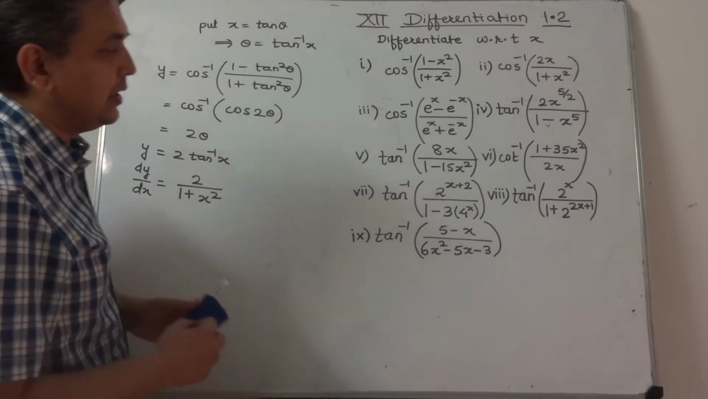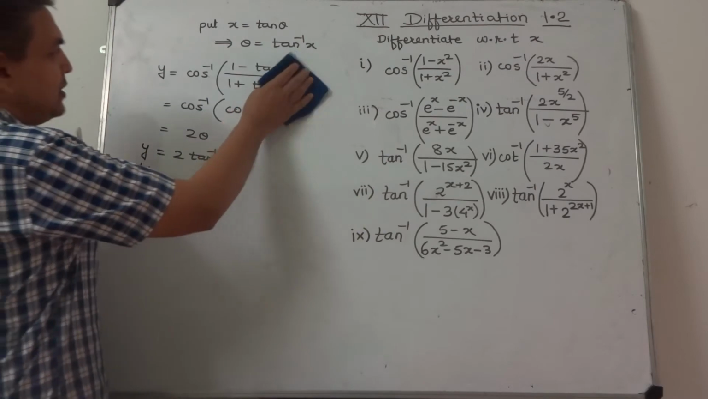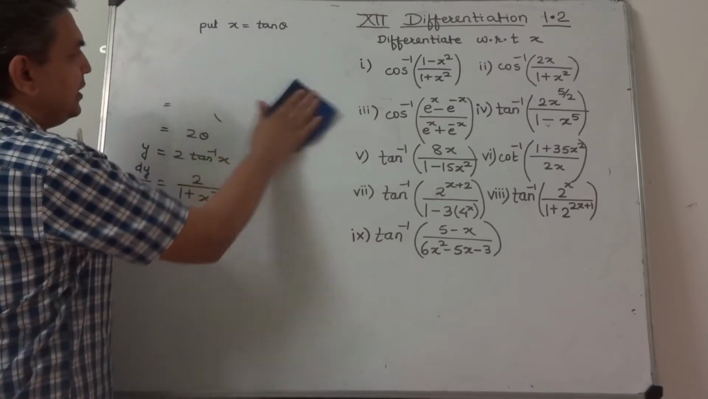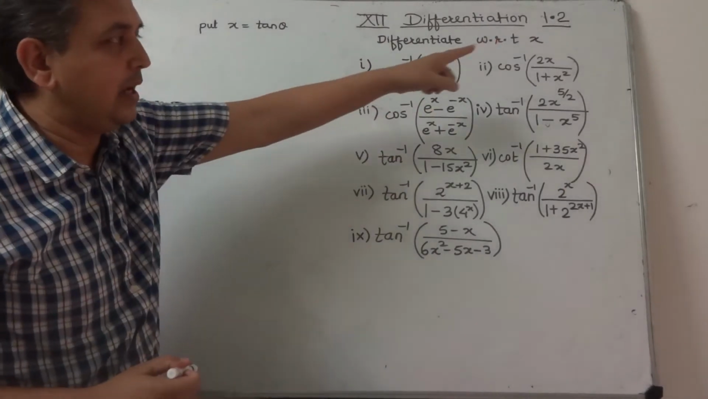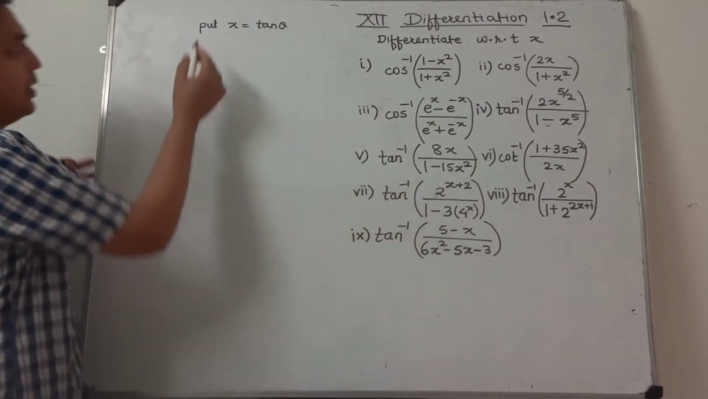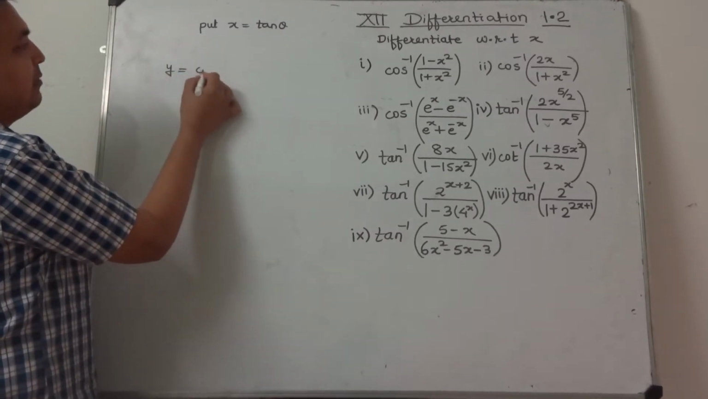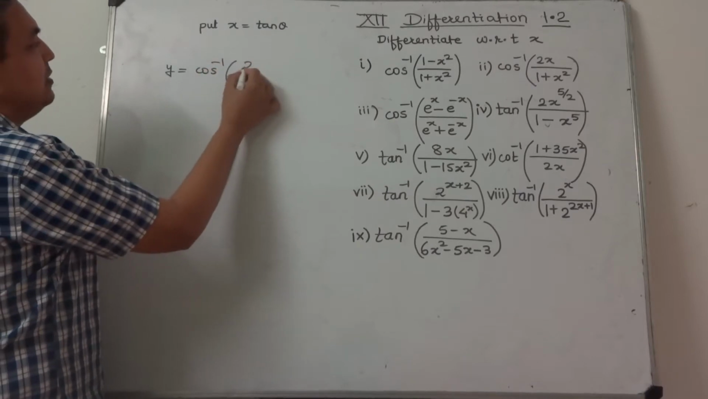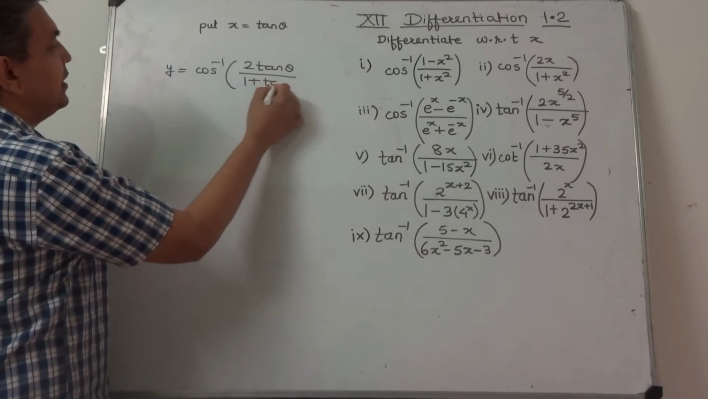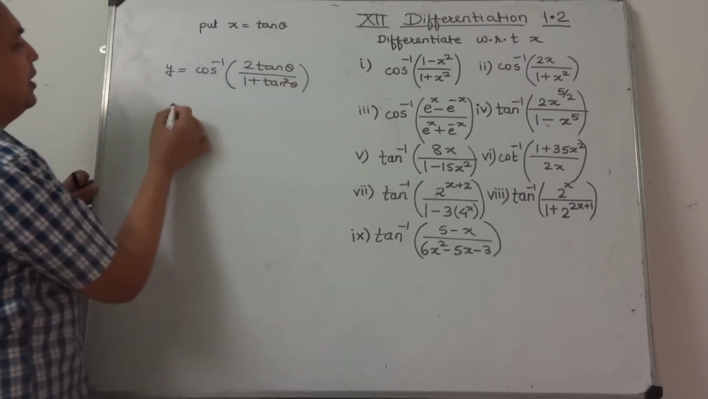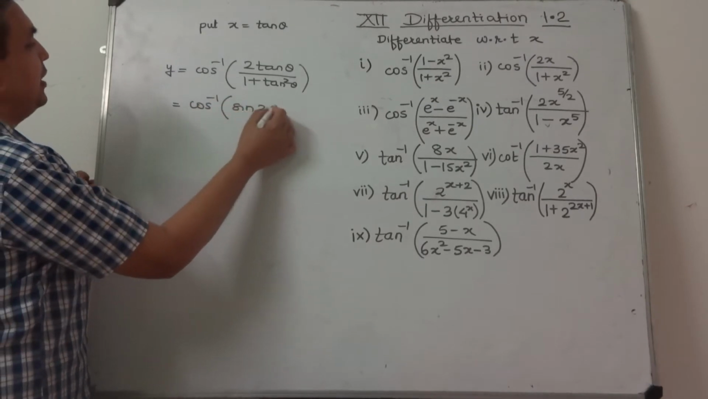The second question, again we have 2x upon 1 plus x square. Have we seen trigonometric formula? 2 tan theta upon 1 plus tan square theta. So again we put x equal to tan theta. Problem becomes y equal to cos inverse of 2 tan theta upon 1 plus tan square theta. Now what is this formula? This is cos inverse of sin 2 theta.